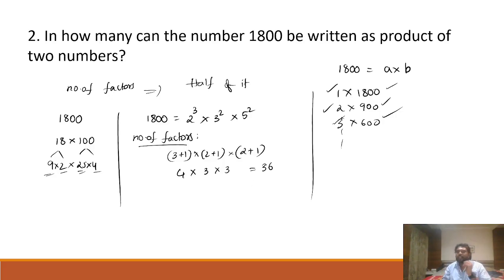So in that 1 and 1800 is a factor, 2 and 900 are the factors, 3 and 600, like that you are going to get. So you need to multiply the two factors over there to get 1800. You are writing 1800 as a product of two numbers now, which is nothing but product of two factors. So you simply take how many factors? 36. So in how many ways you can write the number as a product of two numbers will be 36 by 2, which is nothing but 18 ways.